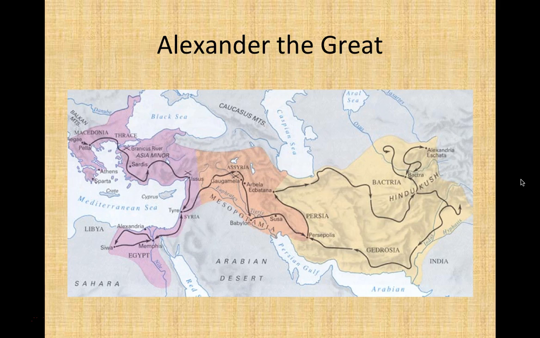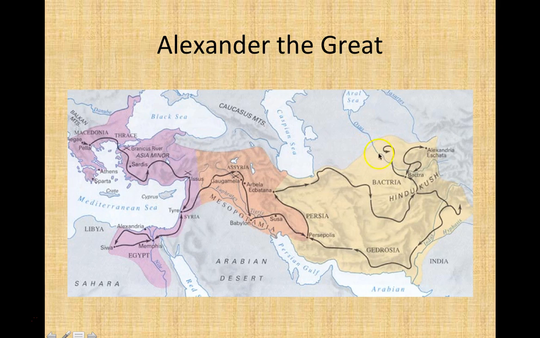Married a Bactrian princess. Tried to ingratiate himself with the local population. But Alexander was never content to stay in one place and govern, and many of his troops began at this point to say, when are we going to stop? Shouldn't we enjoy the fruits of our conquests? Alexander continued to force them on.